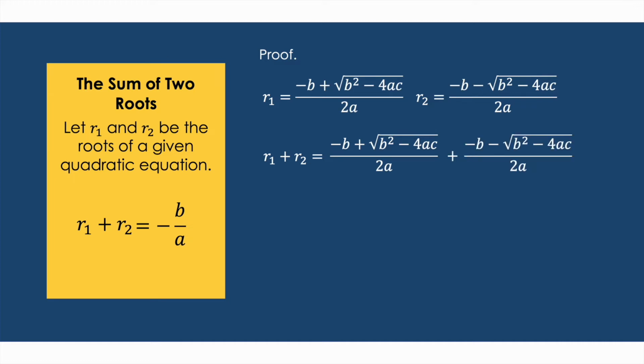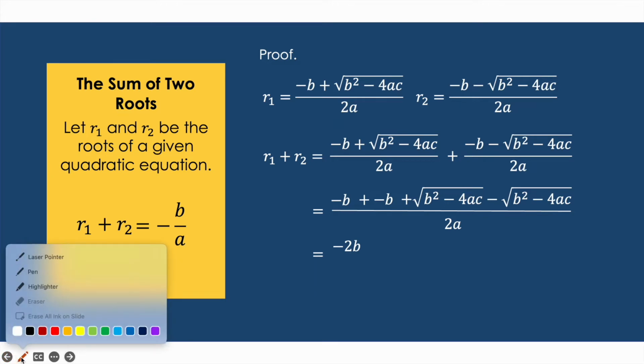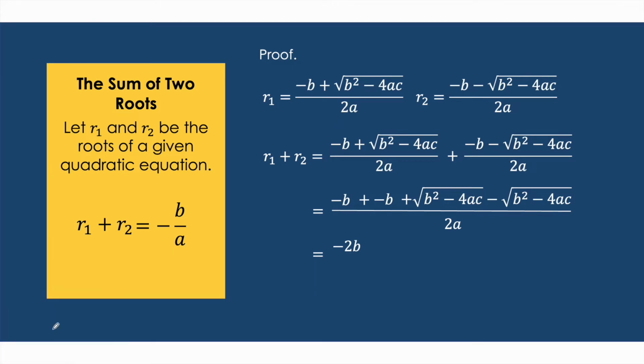This root plus this root, and combine like terms, we have negative b plus negative b. Then the remaining terms are positive square root of b squared minus 4ac minus square root of b squared minus 4ac. Then the denominators are the same, so let us copy. Simplifying, we have negative b plus negative b, that is equal to negative 2b, and square root of b squared minus 4ac minus square root of b squared minus 4ac. This will cancel.